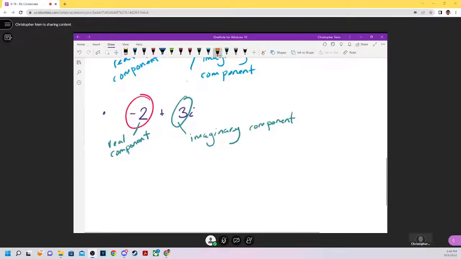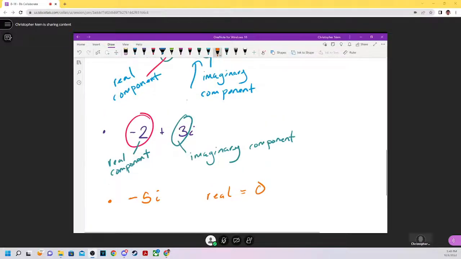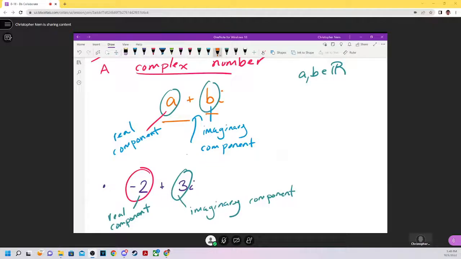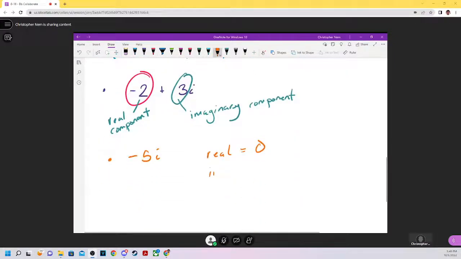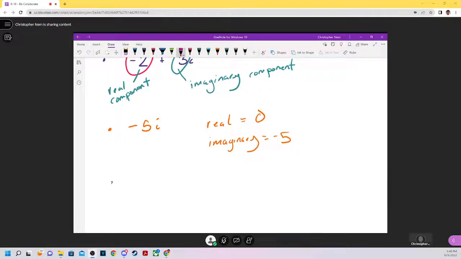What about another example? Let's say I give instead negative 5i. Well, in this case, your real component equals 0. The real component is 0 because it doesn't show up. And remember, it's in this form at the end of the day. It'll always be in this form for complex numbers. So there needs to be a real component value, which is 0. And the imaginary component is not negative 5i, it's just negative 5. So it's not too bad so far. Now let's take another example. Remember, this is an imaginary number.